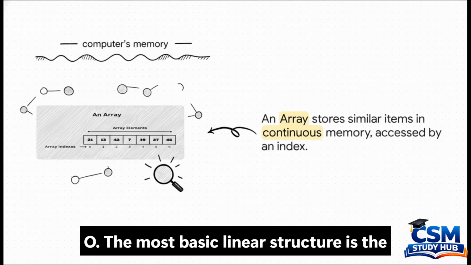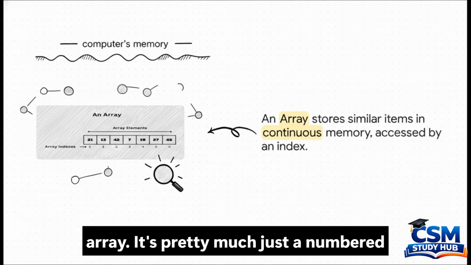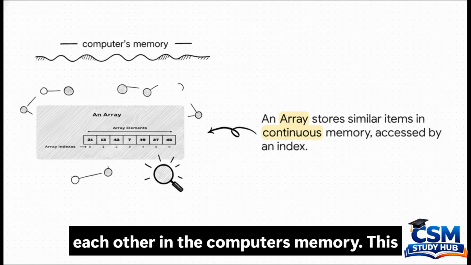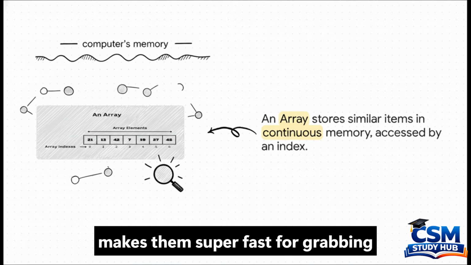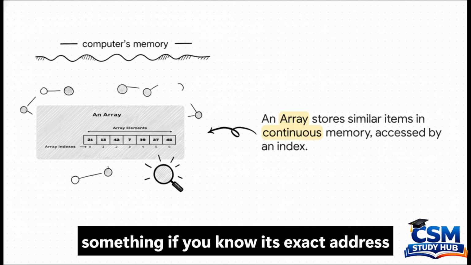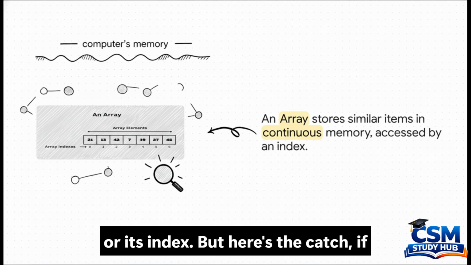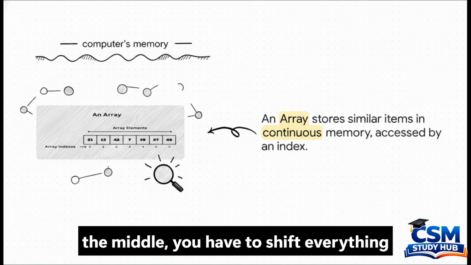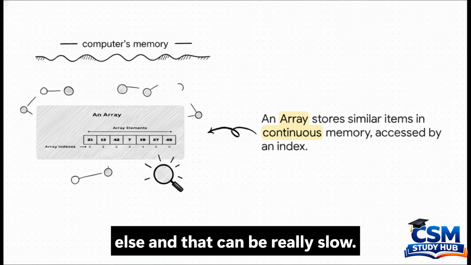Simple. So the most basic linear structure is the array. It's pretty much just a numbered list of boxes all sitting right next to each other in the computer's memory. This makes them super fast for grabbing something if you know its exact address or its index. But here's the catch. If you want to add or remove something from the middle, you have to shift everything else, and that can be really slow.